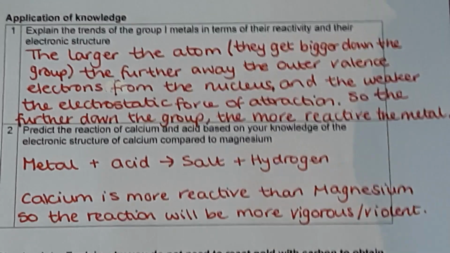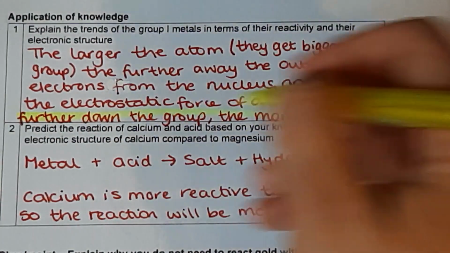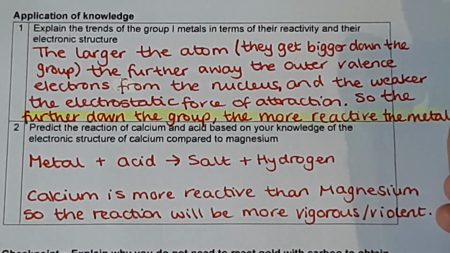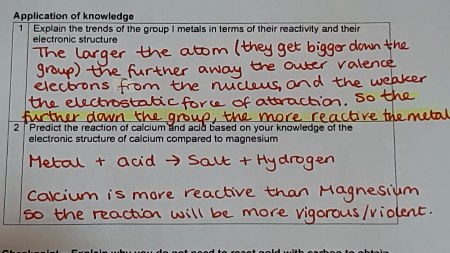So the first mark is for stating the summary. Further down the group, the more reactive the metal. That's the main mark here. If you don't write anything else, you need to have this. Okay, so that's worth 1 mark, that statement.